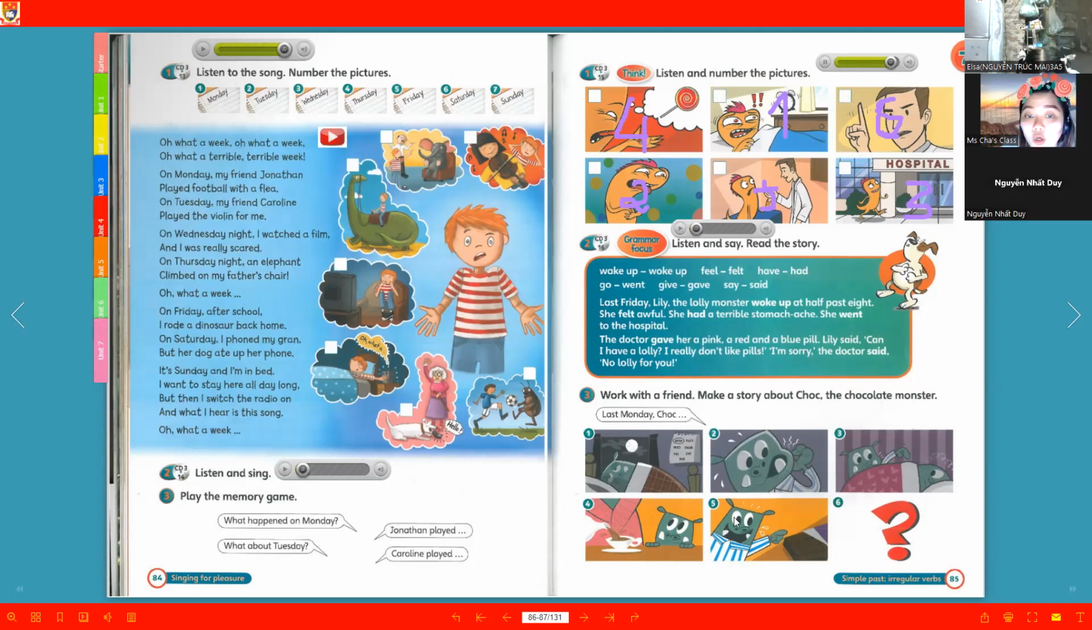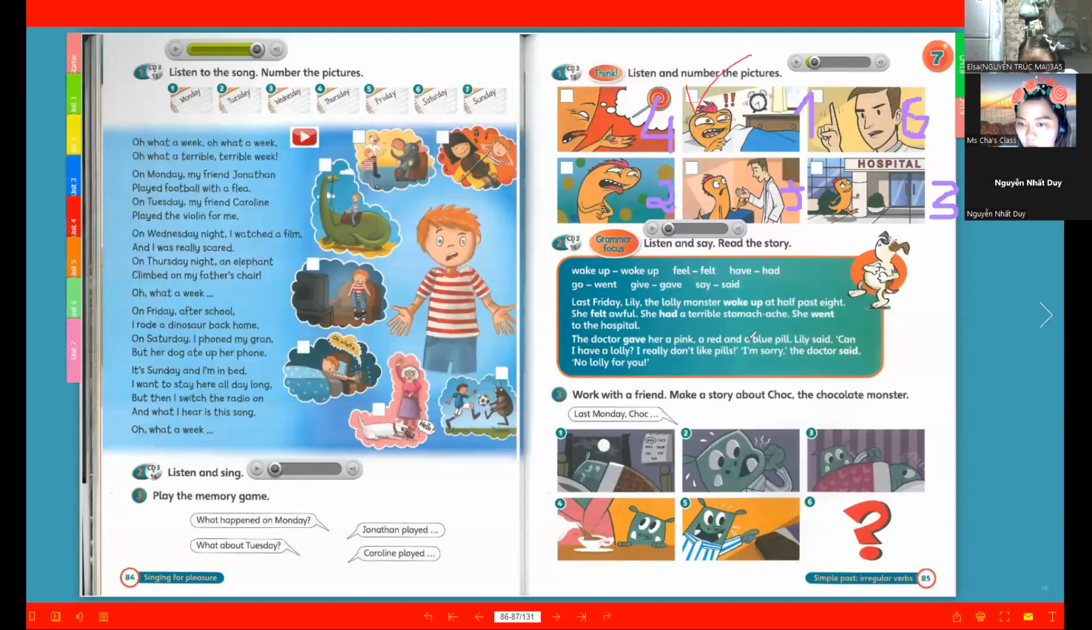All right, now this time around, we're going to check together. Student's Book, page 85. Elsa, last Friday, Lily the lolly monster woke up at 8:30. All right, very good. She felt awful. She had a terrible stomachache. She went to the hospital. The doctor gave her a pink, a red, and a blue pill. Lily said, "Can I have a lolly? I really don't like pills." "I'm sorry," the doctor said. "No lolly for you." Okay, all right.